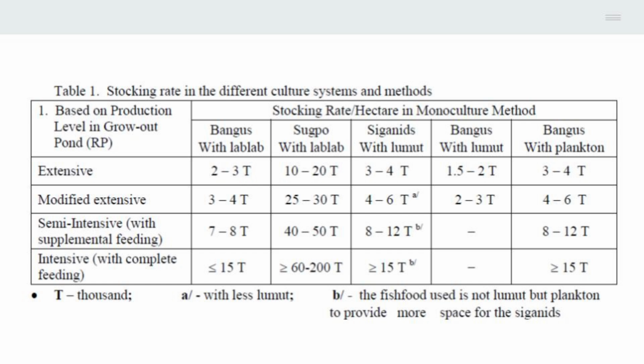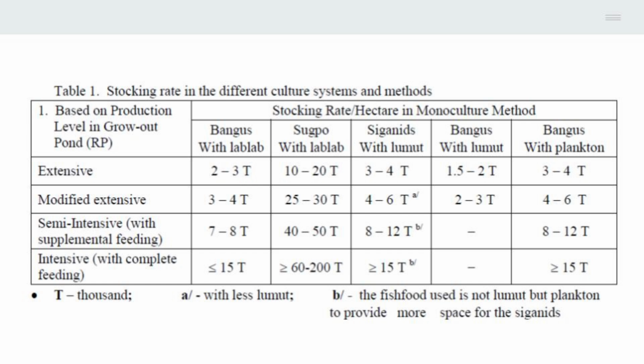Next is the modified extensive culture. In modified extensive systems, stocking rates increase slightly, ranging from 3 to 6,000 per hectare. These systems still rely on natural food but with improved management. For instance, sugpo stocked with lablab can reach up to 25 to 30,000 per hectare.